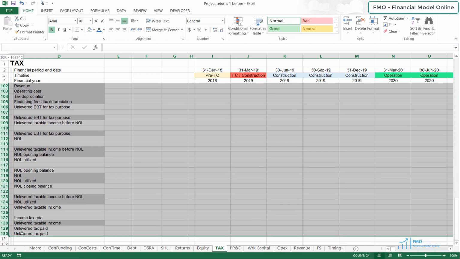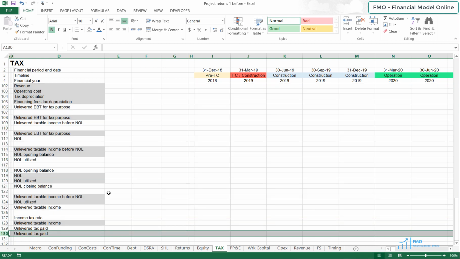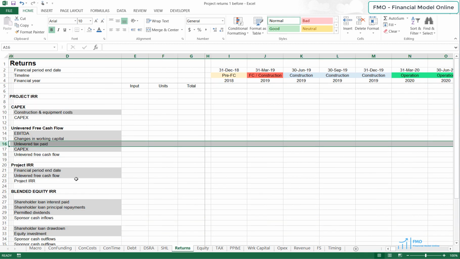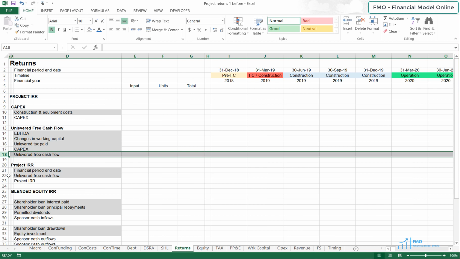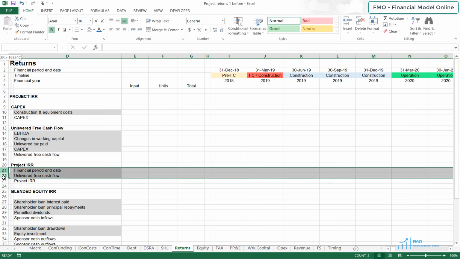Unfortunately, that also means that we have to recalculate our net operating losses to get to the unlevered tax paid. Once we have this unlevered tax paid, we will then be able to calculate the unlevered free cash flows. And based on the unlevered cash flows, we will model the project IRR.